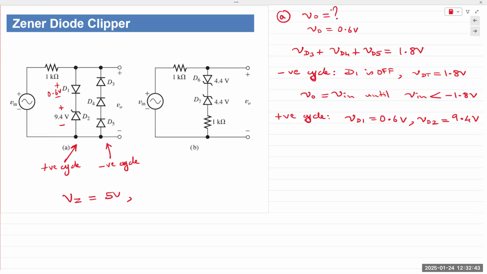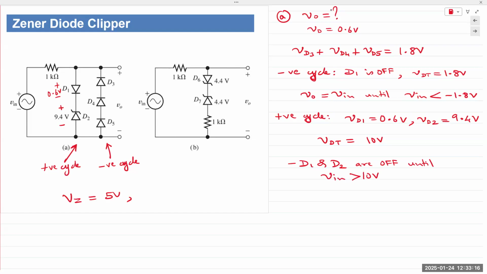And so plus at the top where the cathode is connected, minus at the bottom, that gives me a VD total of 10 volts. The diodes are not going to turn on. D1 and D2 are off until Vin is greater than or equal to 10 volts.